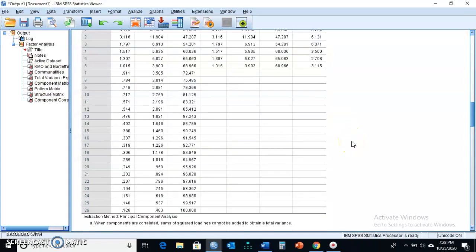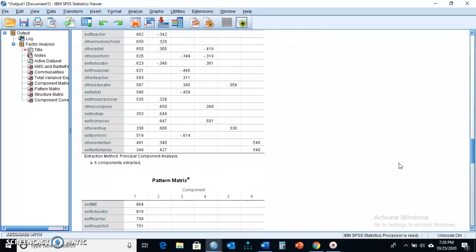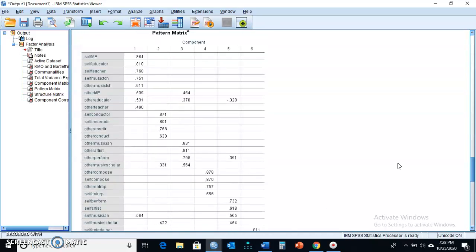So this is mostly informational. We do have to remember 6 components. That's the key takeaway here. We're going to be using the magic number 6. Scrolling down, we're going to skip component matrix. You don't need that. And pattern matrix is the one to pay attention to. The others are extra. You don't need to look at them.